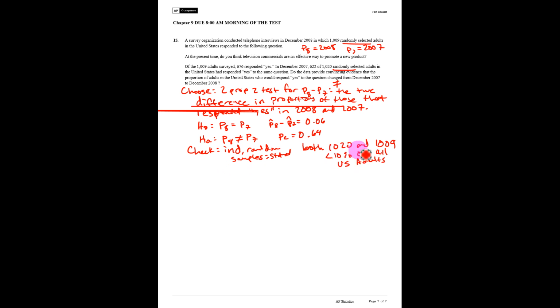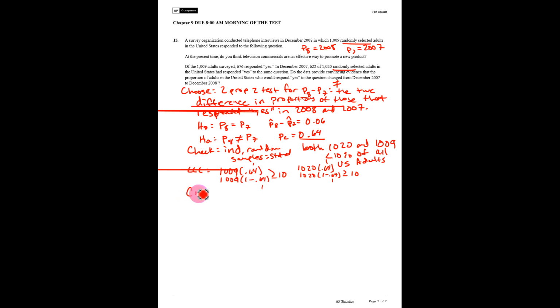So 1,020 and 1,009 are both less than 10% of all U.S. adults. We do the large counts condition. So we would do 1,009 times 0.64 and 1,009 times 0.36. Notice here for the large counts condition, I had to use P combined for all of it, and all of those are obviously greater than or equal to 10, so we're good there.